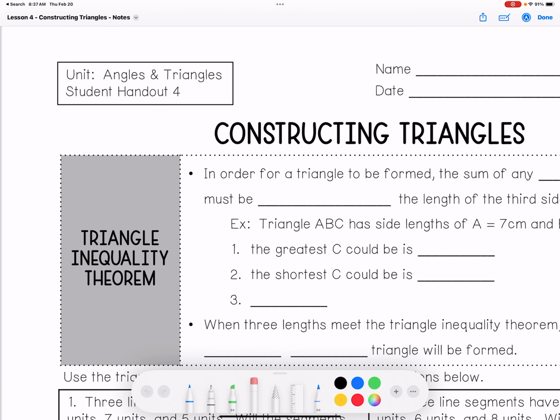Angles and triangles, student handout number 4. We have 5 of these. There's 4. This is student handout 4. So 2 more. All right.